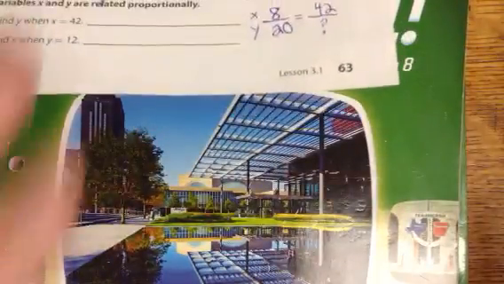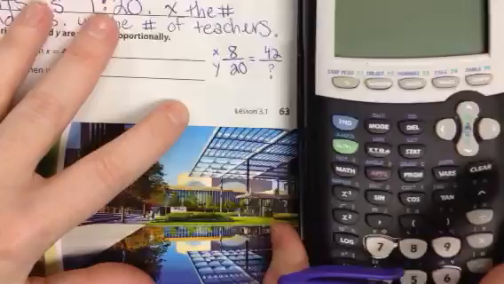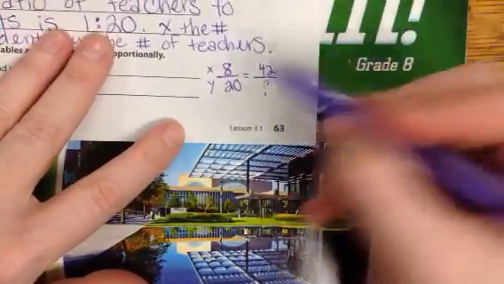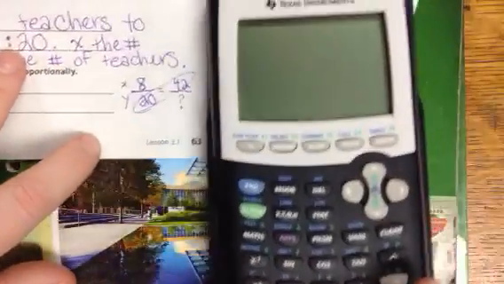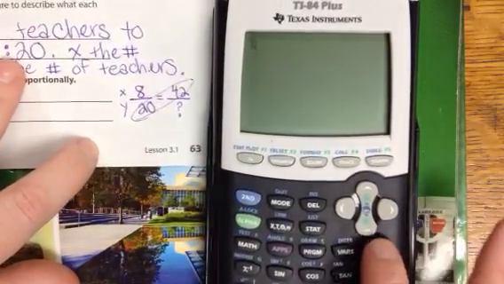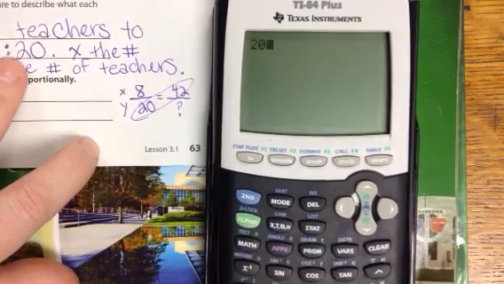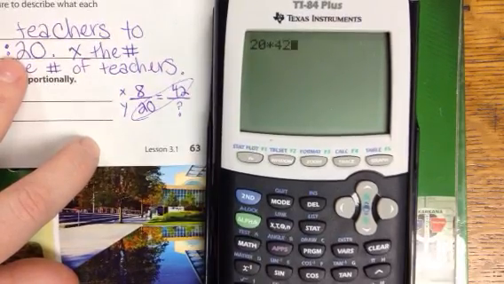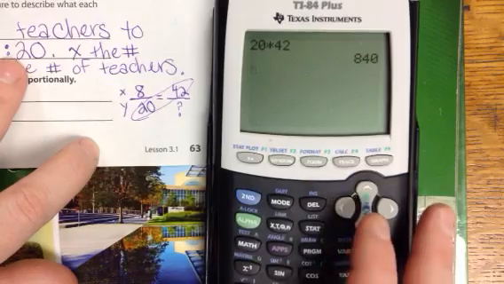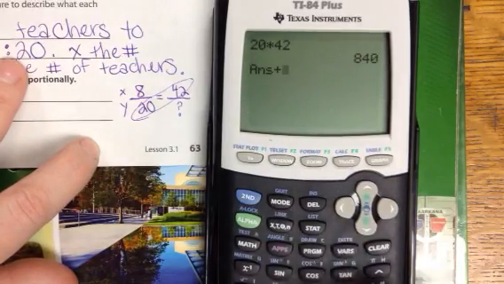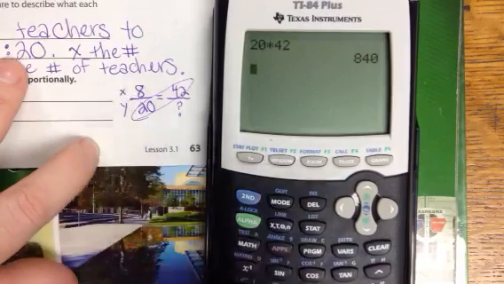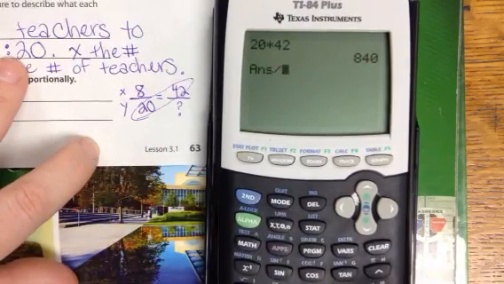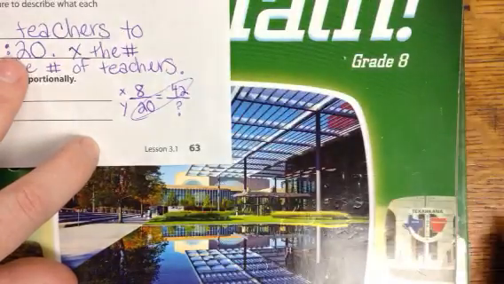Y'all remember how to solve a proportion? You can cross multiply, so you're going to multiply the ones that are diagonal. So I've got 20 times 42. And then you divide by the number that's left over. I have not used this 8 yet. So I'm going to divide it by 8 to get 105.